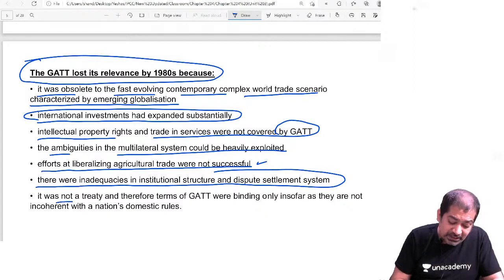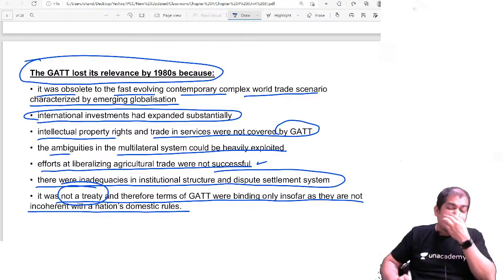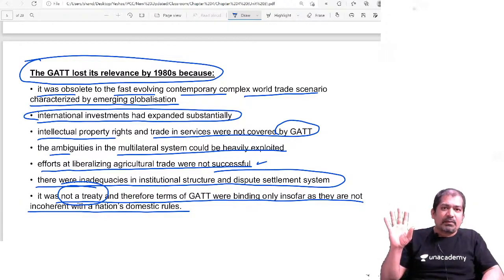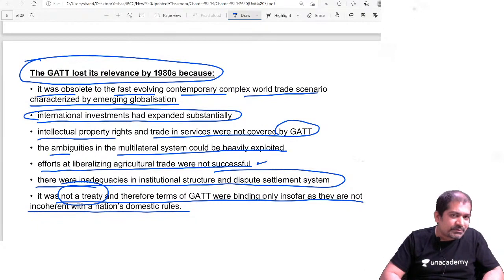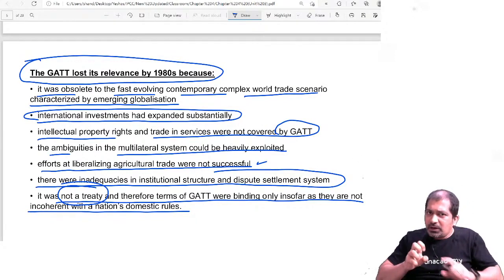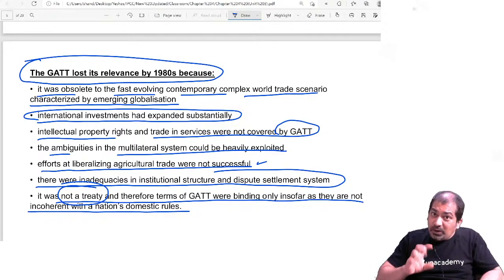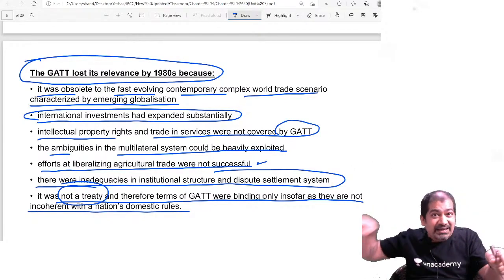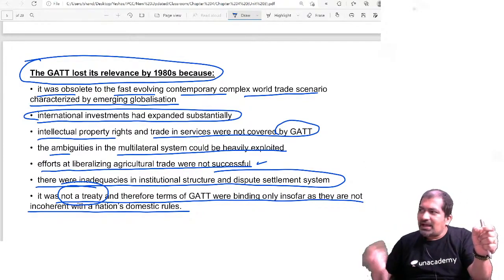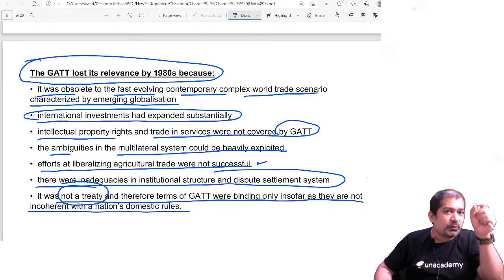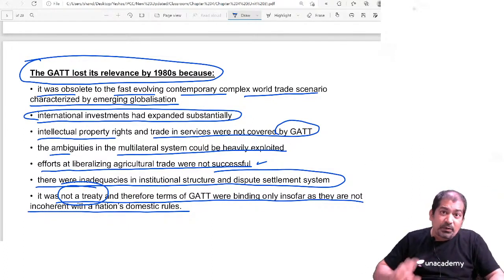It is not a treaty, and therefore GATT terms were binding only insofar as they are not incoherent with the nation's domestic rule. Now what do you mean here? It is not a treaty. If it's not a treaty, it is not legally binding. Meaning, let's say India is a member of GATT, and a general agreement in the GATT happens. Now India will have to live up to that agreement, but only insofar as that agreement does not violate Indian law. So if any agreement violates Indian law, then India is free not to follow that particular provision in that agreement. Now it was misused by many countries.